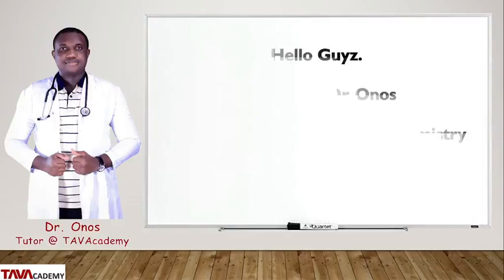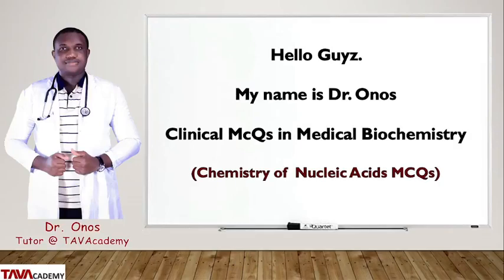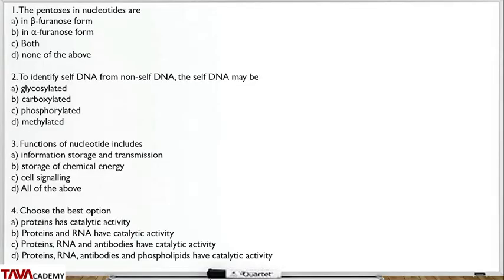So guys, I'll be answering the questions now for the chemistry of nucleic acid we reviewed yesterday. Question 1 says the pentoses in nucleotides are what? So we looked at them yesterday. This is the structure of the pentoses.